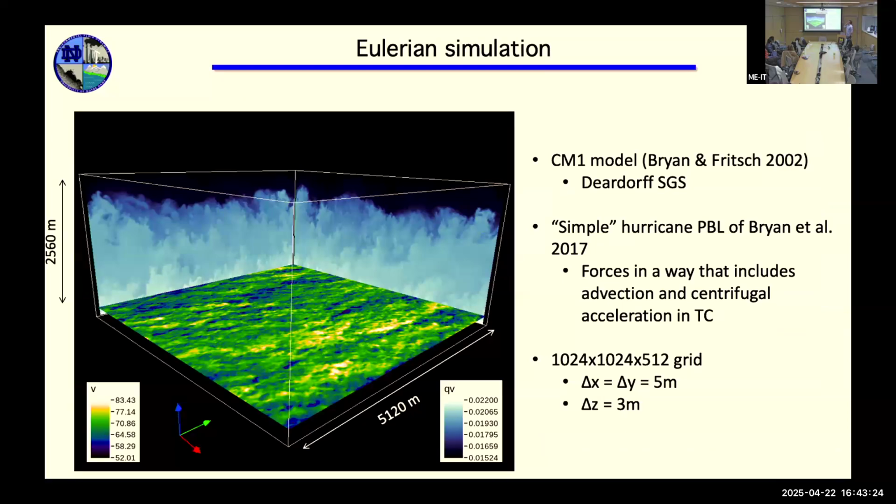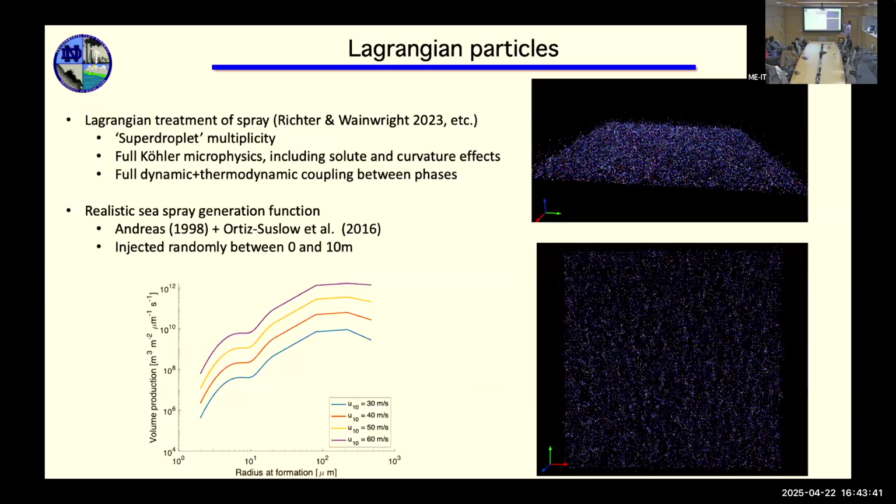Now we're using the CM1 model, which is different than the one I described a second ago, but it's basically the same. We're using a Deardorff subgrid model, which is common in atmospheric sciences. The simple one, we're on a 1024 squared by 512 grid, so it's like 5 meter grid spacing, which is pretty high resolution for what we're trying to do. And then we inject spray droplets.